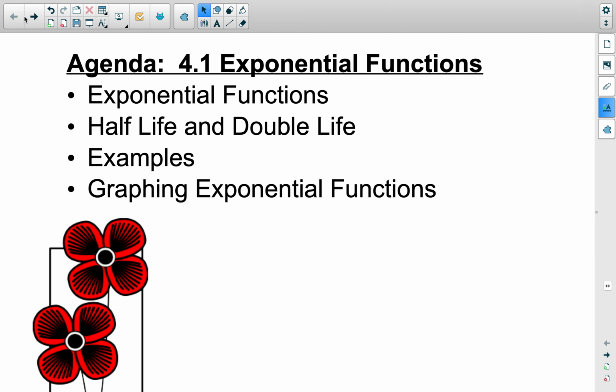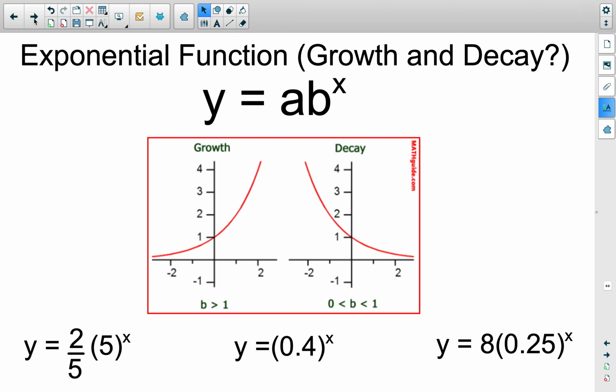So you might want to have your graphing calculator handy just to take a look at some things and do some calculations. First example is just kind of talking about what makes something exponentially grow or what makes something exponentially decay.